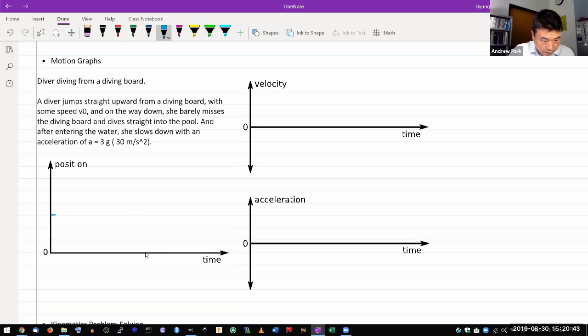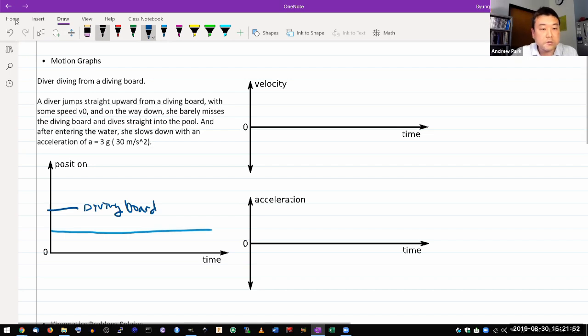So let me draw a reference line for the water level so that at least I know when the diver enters the water or not. Actually, I guess I need to draw two different levels. There's one level for the water level, and a second level for where the diving board is. So let's say the diving board is around here.